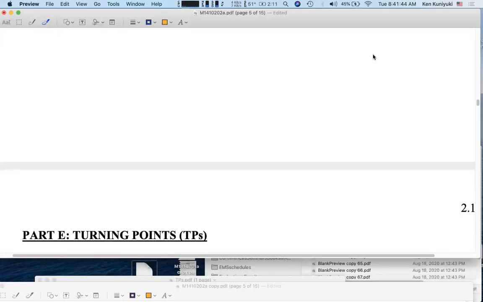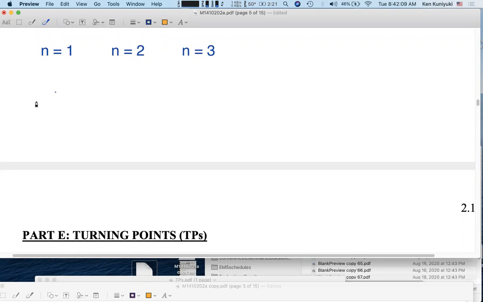Hi everyone. How many turning points can a polynomial graph have? Let's take n equals 1 as a degree, first degree, n equals 2, second degree, and n equals 3, third degree. So how many turning points can a first degree polynomial graph have?